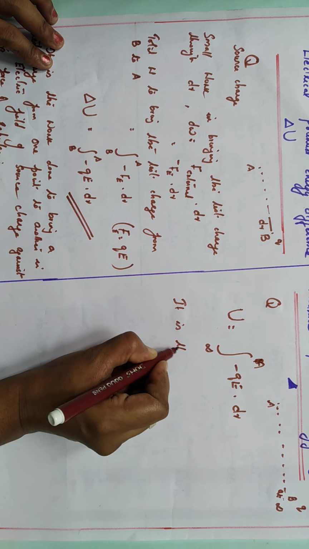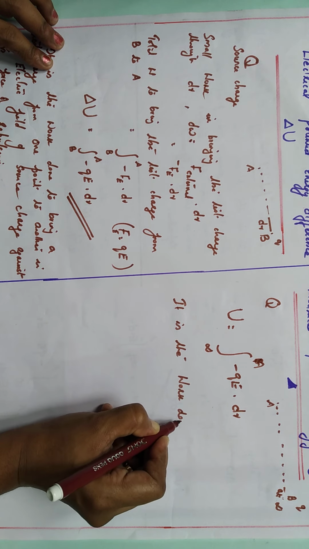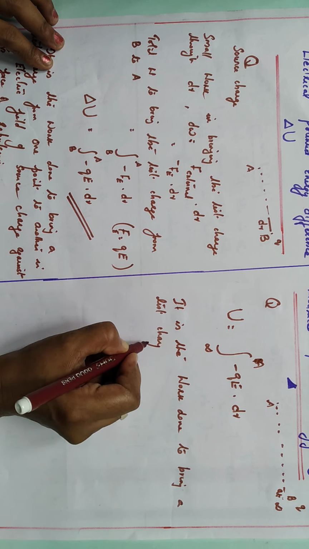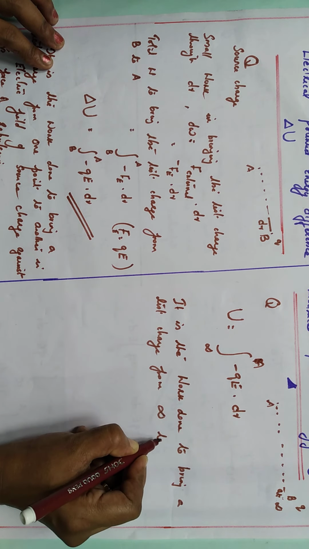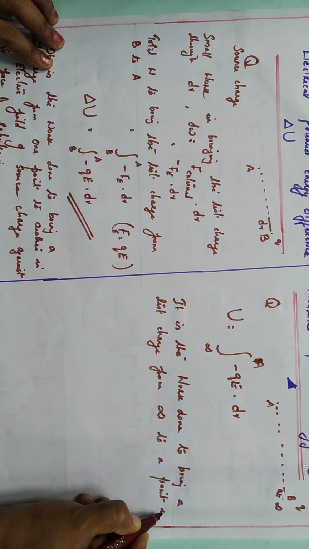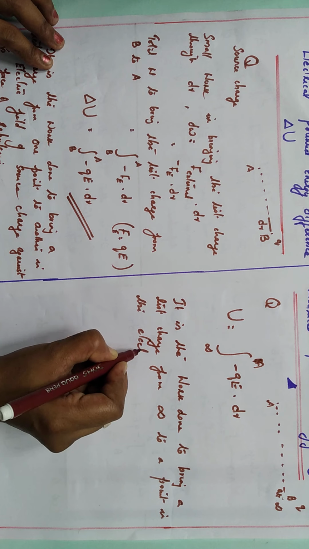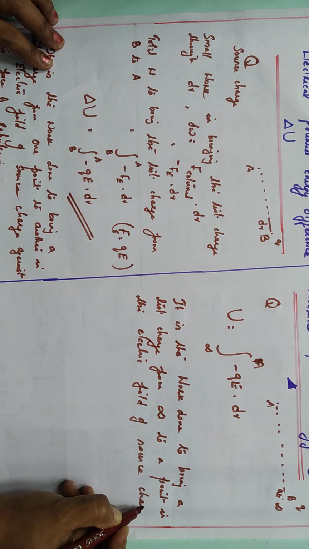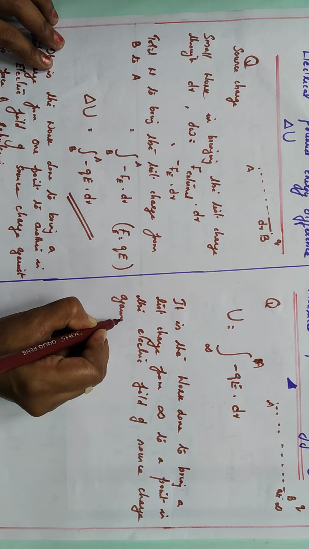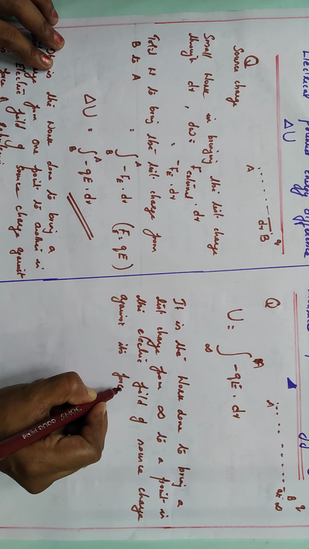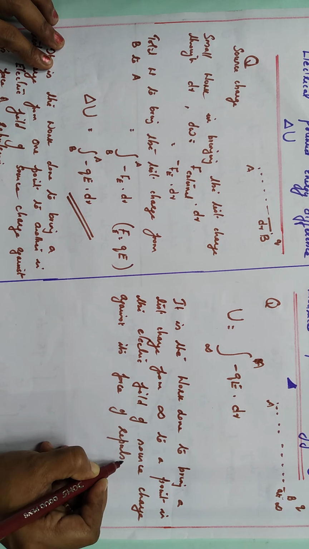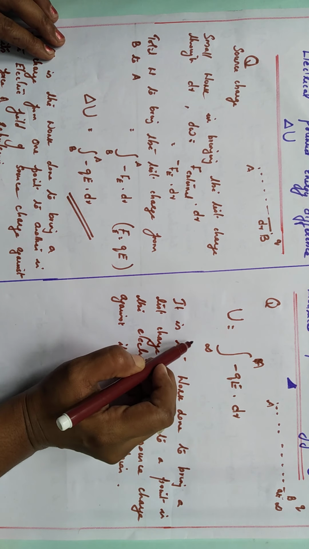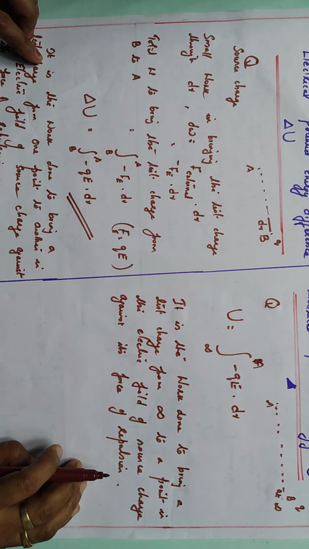So how will you define electric potential energy? It is the work done to bring a test charge from infinity to a point in the electric field of the source charge against its force of repulsion. This is called electric potential energy. So electric potential energy U equals the integral from infinity to A of minus QE dot dr.